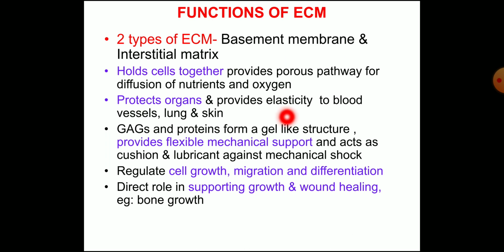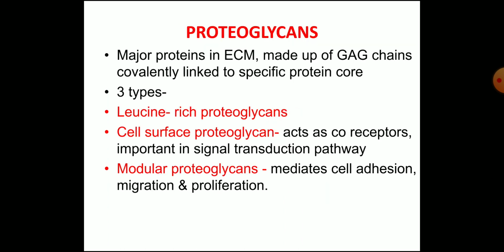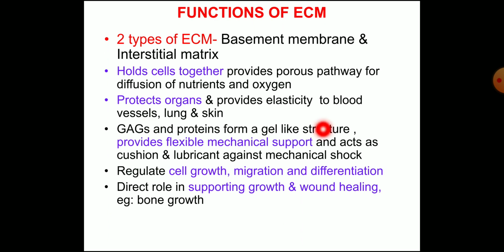So it acts as a protective substance, and also it provides elasticity to the blood vessels so that they can stretch, dilate and contract. Then the lungs also expand and contract. The skin elasticity also is provided. Then glycosaminoglycans and proteins form a gel-like structure, provide flexible mechanical support, and act as a lubricant against mechanical shock. Then it regulates the cell growth, migration and differentiation, and it supports growth and wound healing, especially for the bone growth.